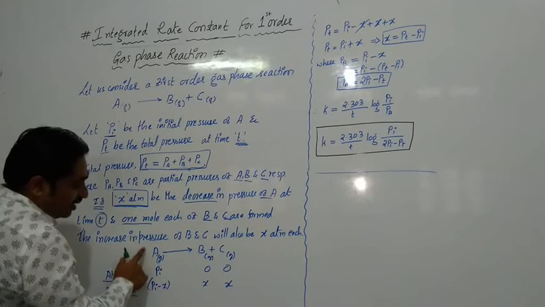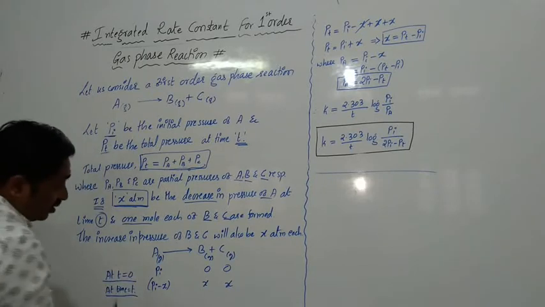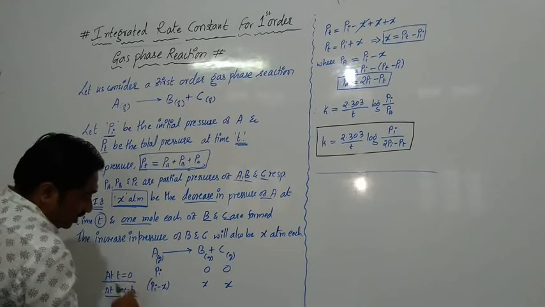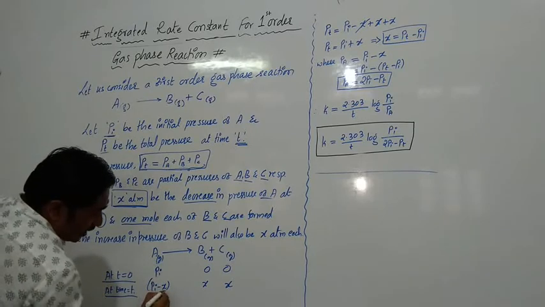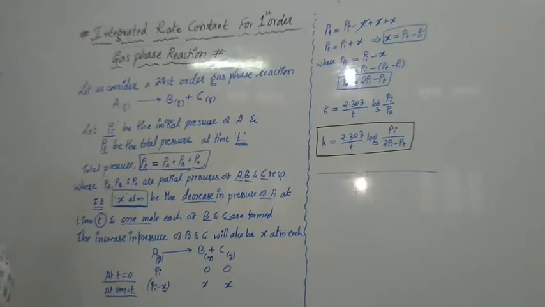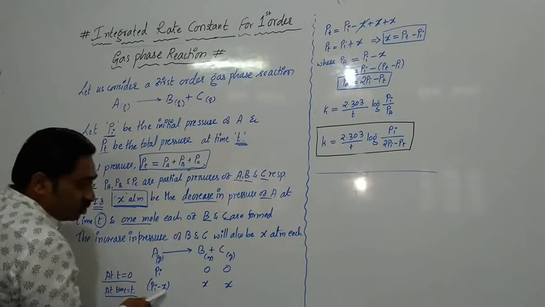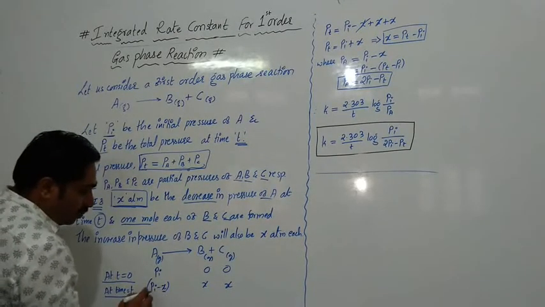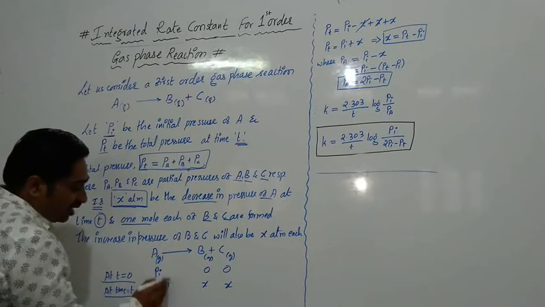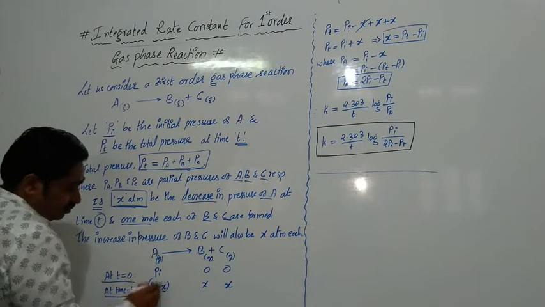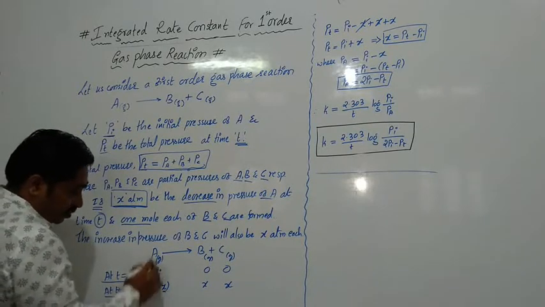Here the decreasing term is pressure. The pressure of A goes on decreasing. It decreased by x amount. Initially it was Pi, x decreased, so what remains now is Pi minus x. So this is the remaining pressure of A at time t.